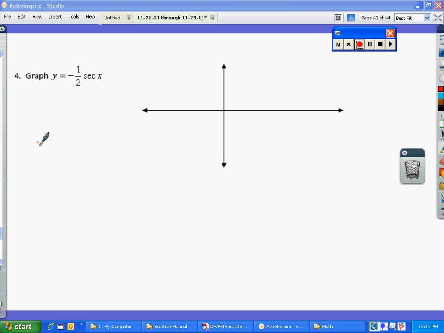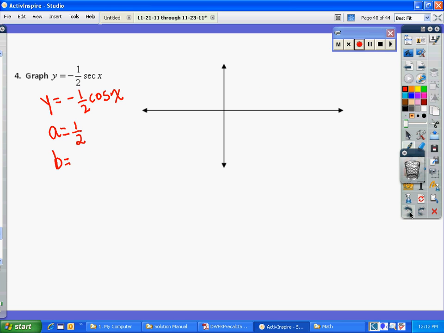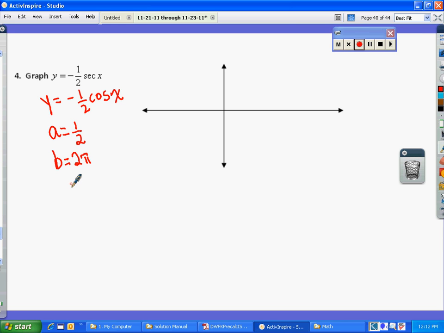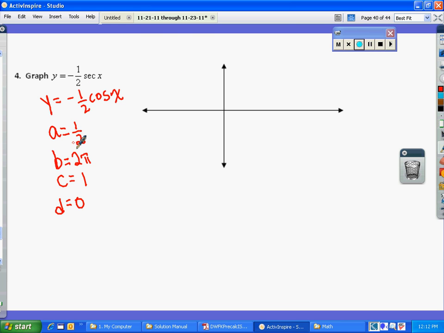Okay, so you want to do the same thing for number 4, but in this case you just want to graph the associated cosine function, since secant is the reciprocal function of cosine. In this case you really only have one transformation. Well, you kind of have 2, I guess. Your amplitude is 1/2, and it's also a reflection. So you are going to have to reflect this graph as well. The b value in this case is just going to be 2 pi, and your c value is going to be 1, and your d value is going to be 0. So everything is typical about this function, except the amplitude is 1/2, and it's going to be reflected over the x-axis because of the negative.